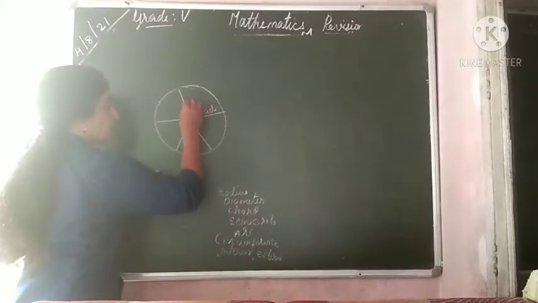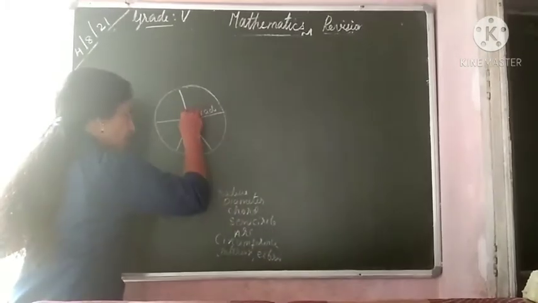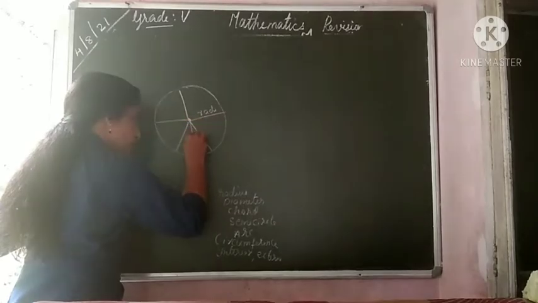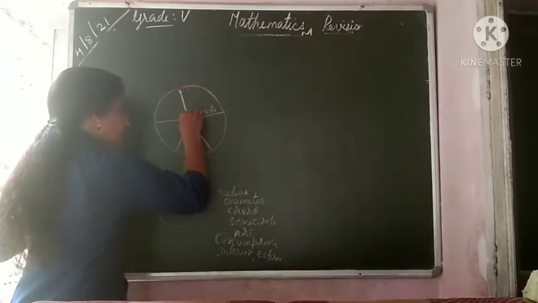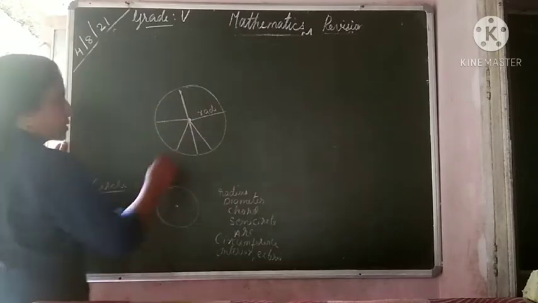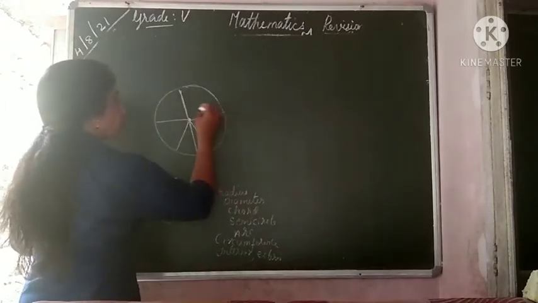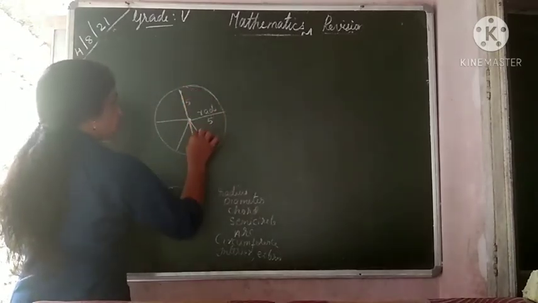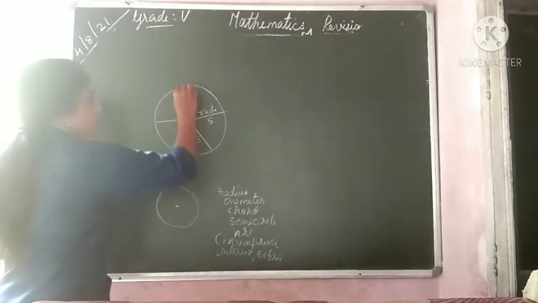And if we are drawing one radius here and continuously another radius, this is called a diameter. Two radii combined give a diameter. If the radius is 5, what is the diameter? 5 plus 5, 10. Understood?